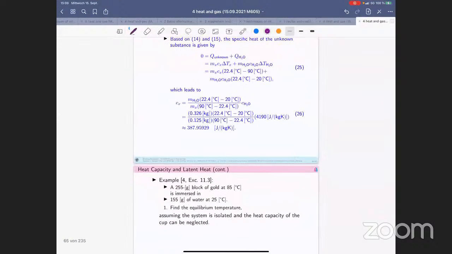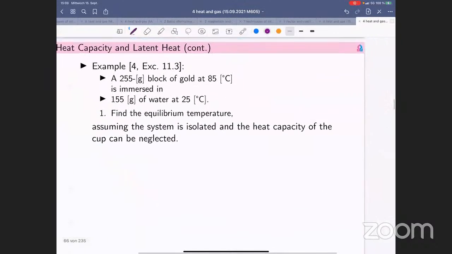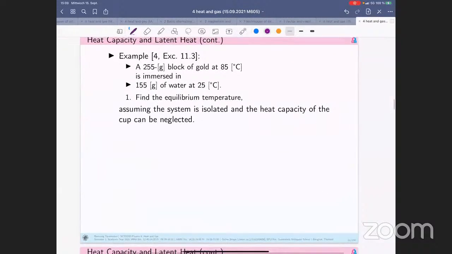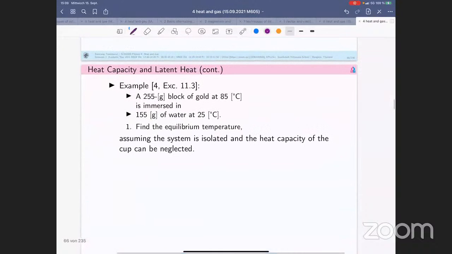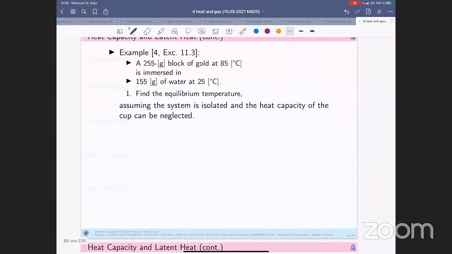Oh yes, it's all right there. Okay, let's have the last problem, or almost the last.